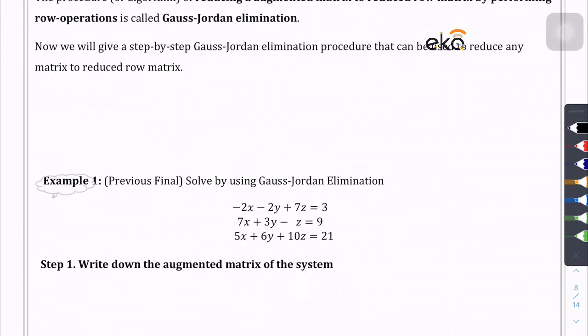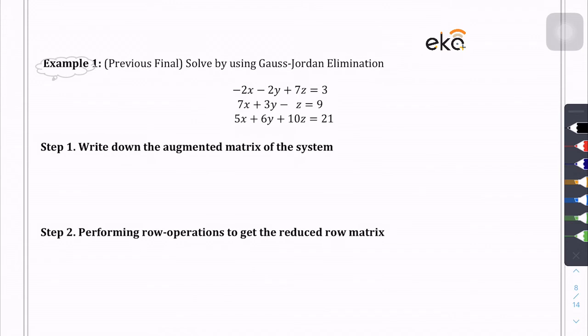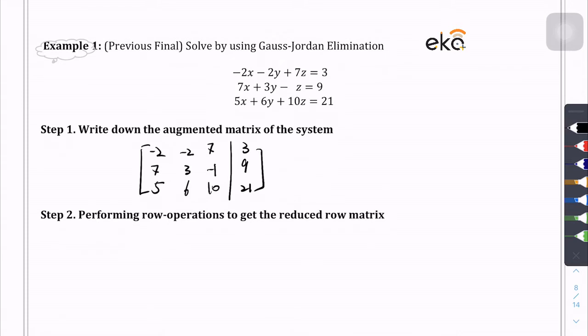Now we'll give a step-by-step Gauss-Jordan elimination procedure so that you can understand how to do this by yourself. Example 1 from a previous final: solve by using Gauss-Jordan elimination. First step, write down the augmented matrix of the system: -2, -2, 7, 7, 3, -1, 5, 6, 10, with constants 3, 9, 21. Then perform row operations to get the reduced matrix.